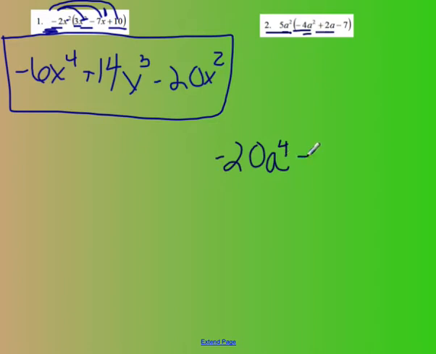Next, 5a squared times 2a. 5 times 2 is 10, and remember, there's a little a to the 1st there. So a squared times a to the 1st, you add those exponents, and it gives you a to the 3rd. Then 5a squared times negative 7: 5 times negative 7 is negative 35, and we want to make sure we keep that a squared with it as well.